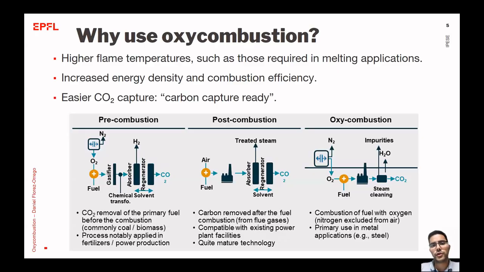So why do we use oxycombustion? It has higher flame temperatures that are very useful in applications like aluminum remelting, glass production, and steel production. It has higher energy density and combustion efficiency because we are not diluting the flue gases with nitrogen. But there is one characteristic that is very important about oxycombustion, especially in the case of the energy transition and decarbonization strategies: it makes CO2 capture and separation easier.